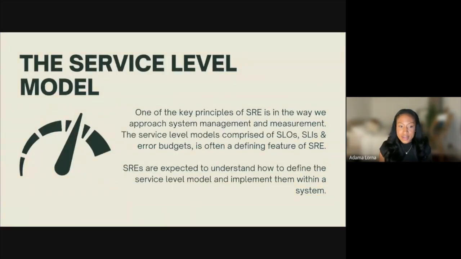And then comes the service level model. I'm going to spend a little bit more time on this because this is perhaps the most defining factor in SRE, or the thing that you will see quite a lot in SRE related resources. And this is the idea of the service level model that is comprised of SLOs, SLIs, and error budgets. Effectively, we are taking a service level approach to management and to operations.